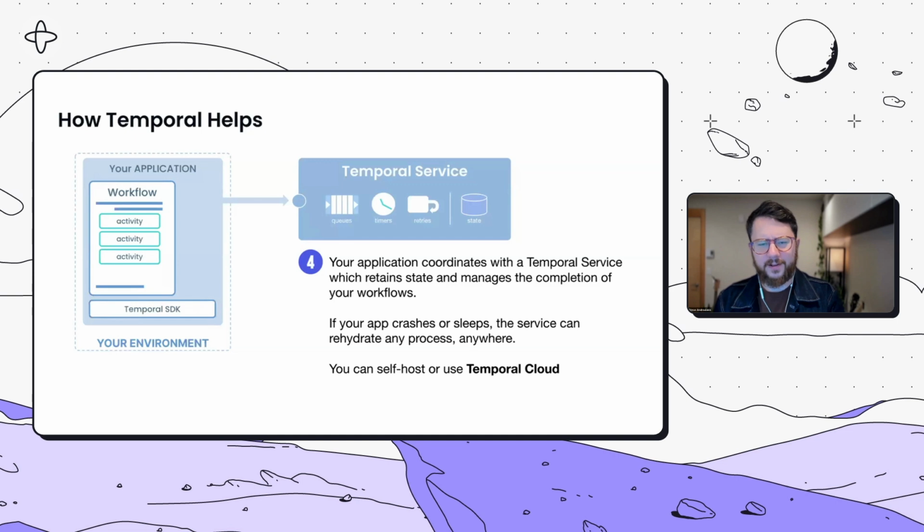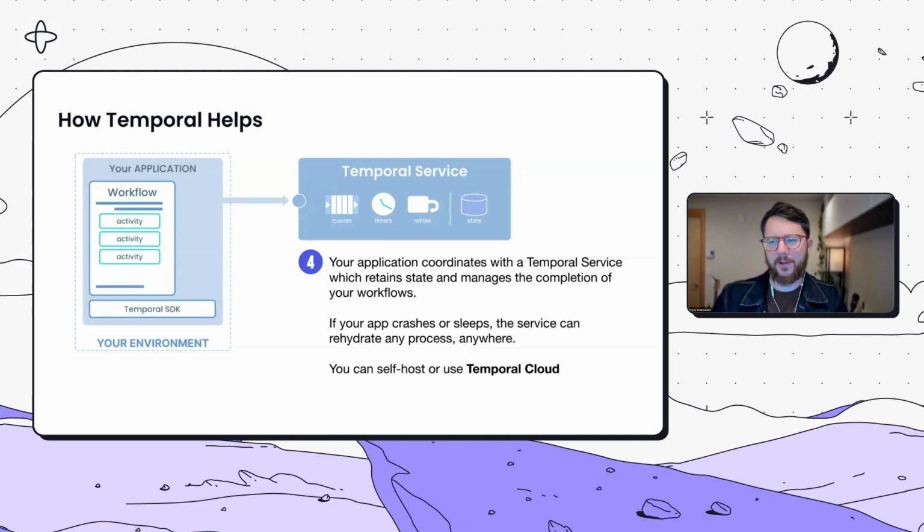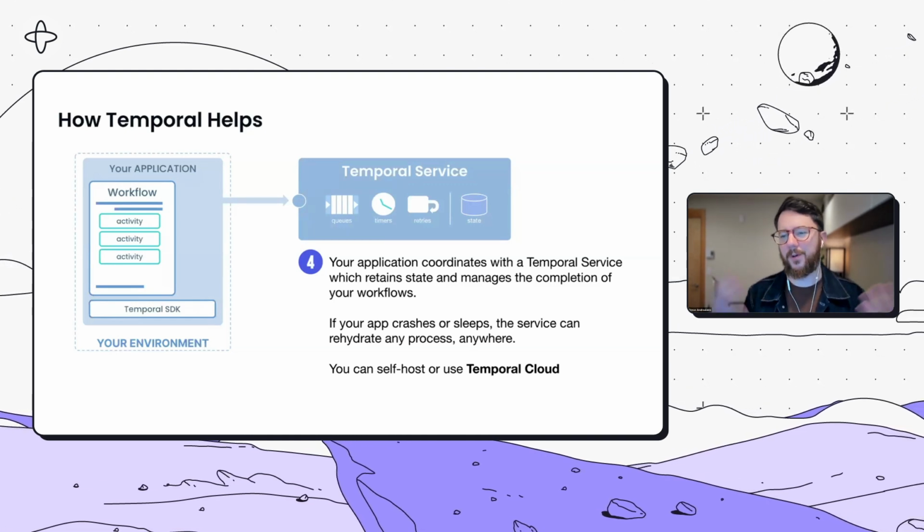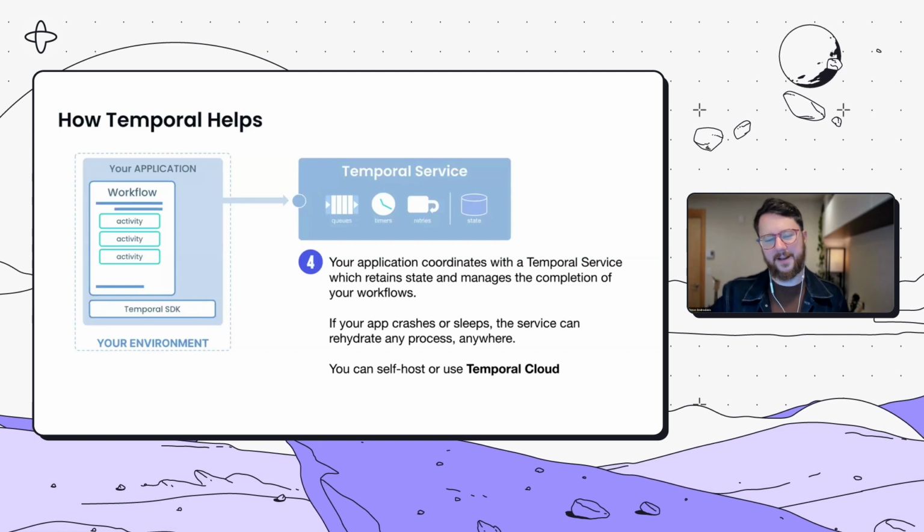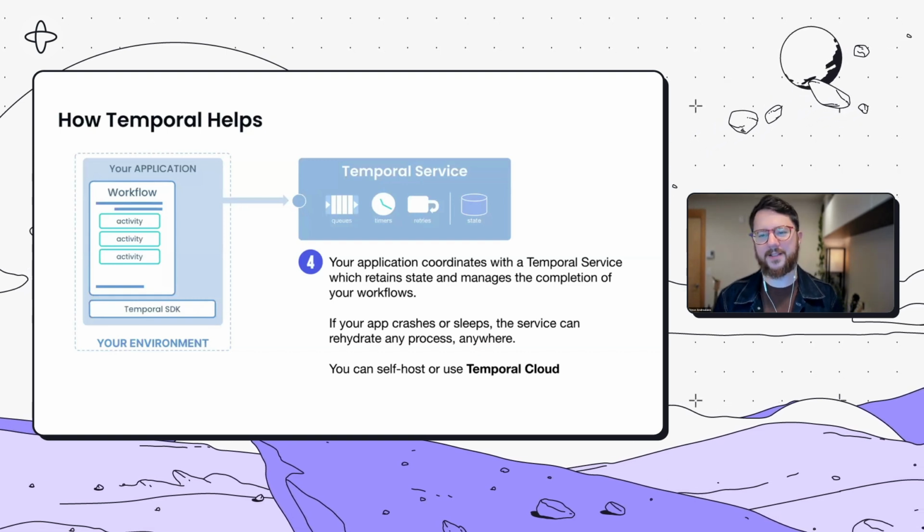I like to think of the workers as constantly polling the Temporal service, asking, what do I do next? What do I do next? So if you think of workers asking the Temporal service, what do I do next, en masse? That's kind of what Temporal is doing.